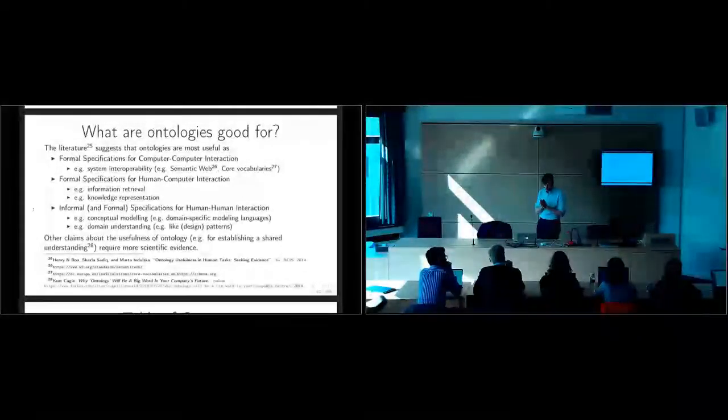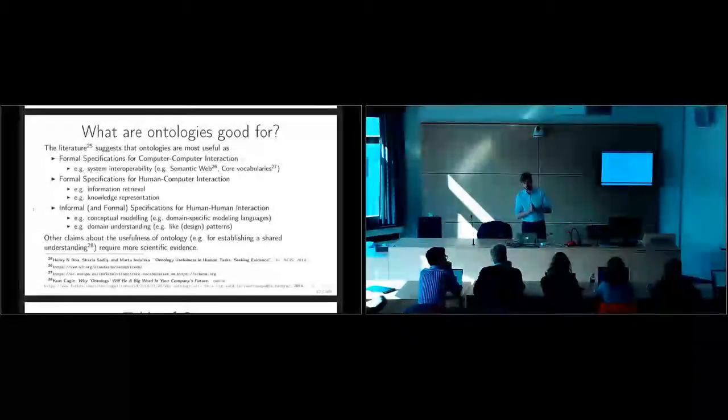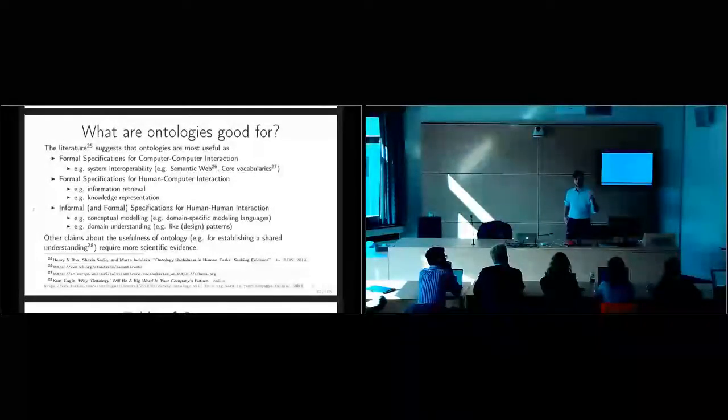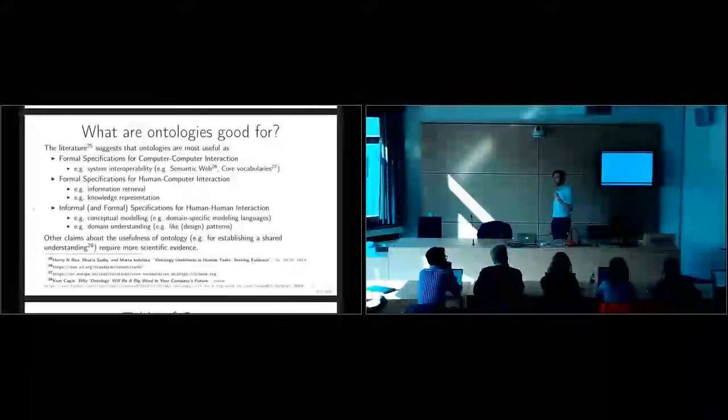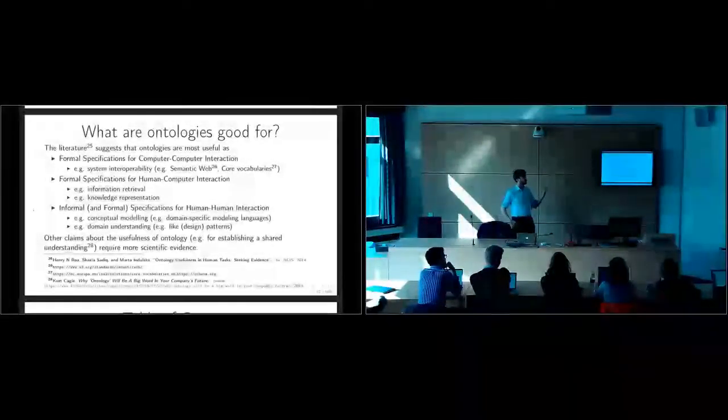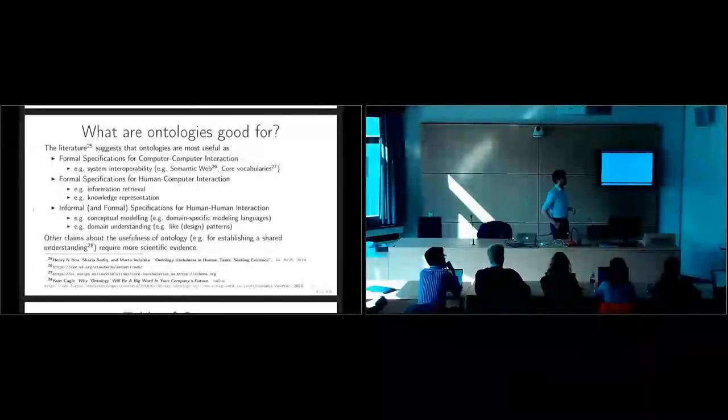ontologies as formal specifications for human-computer interaction are also very useful. Why? Because again, we can use fixed terms to communicate with a computer, and we can describe exactly what the computer will be looking for. So it's very good for information retrieval.